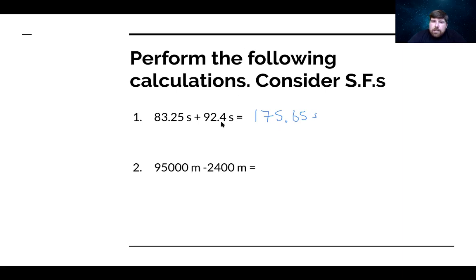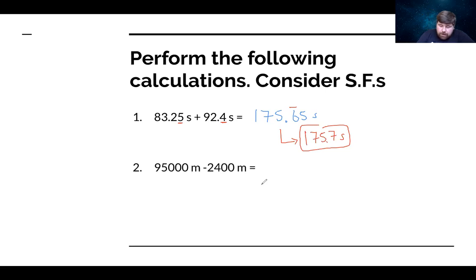I see here that my second measurement goes to the 10th place, while my first measurement goes to the 100th place. The least certain measurement goes to the 10th place. That means I must round to the 10th place. My final answer is going to be 175.7 seconds.